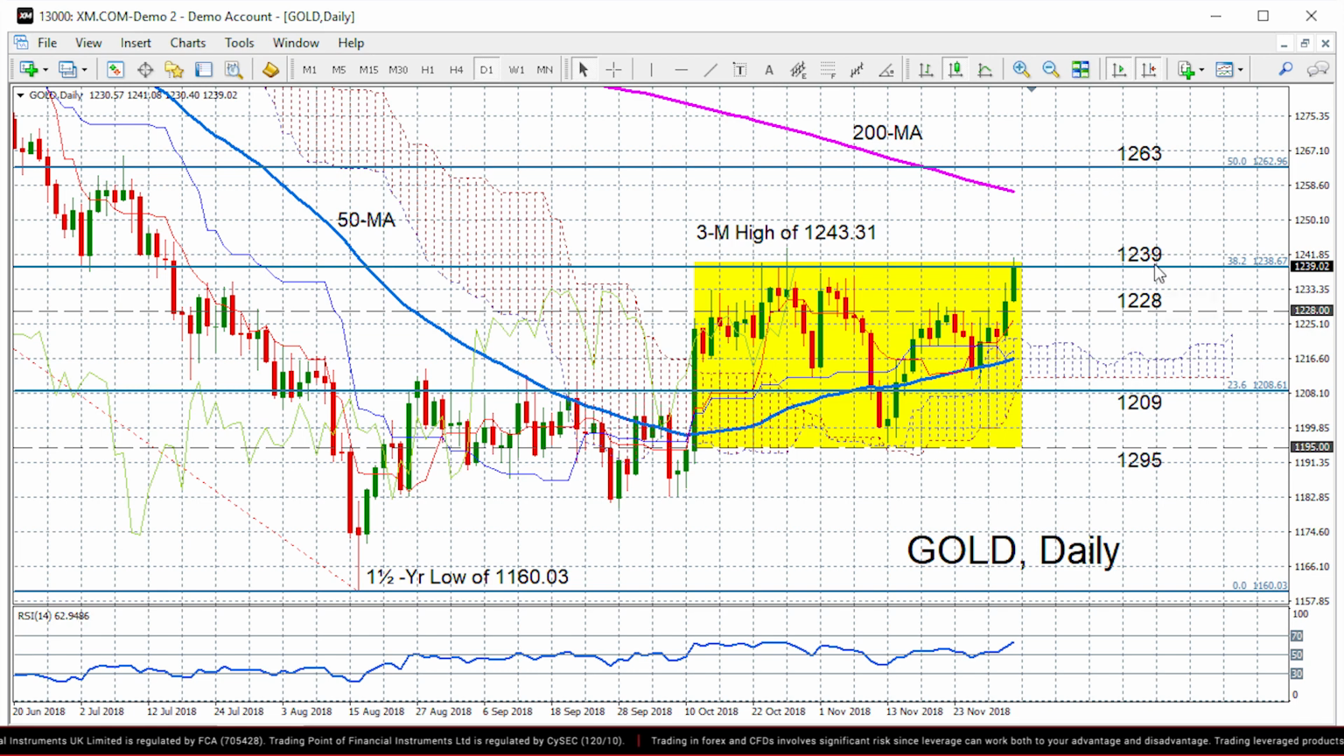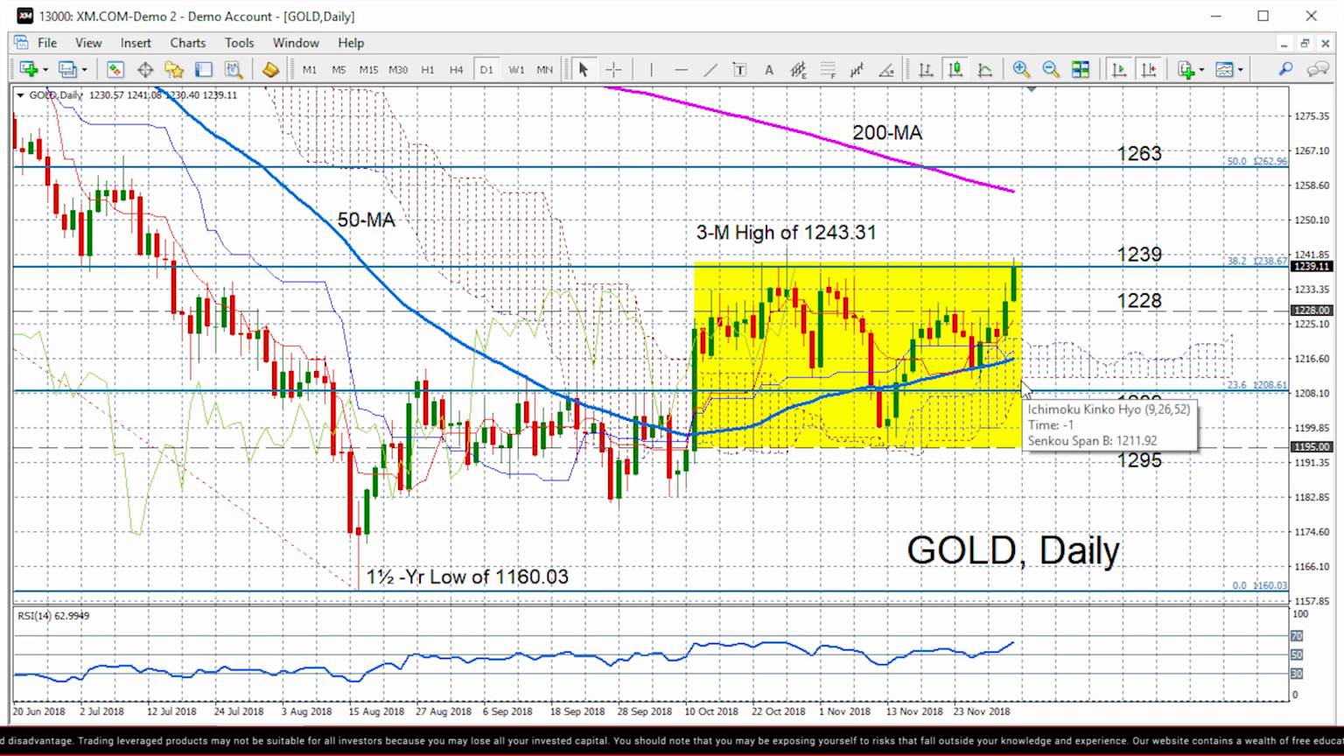However, if that resistance level holds, we could see gold slipping back towards 1,228. That area has been congested in the past. Further down, we could see gold drifting back inside the Ichimoku cloud, turning the short-term picture back to a neutral one.